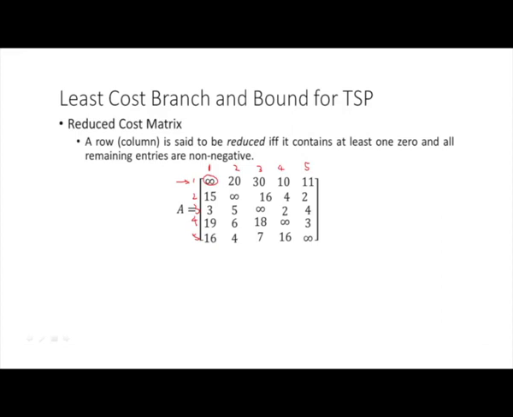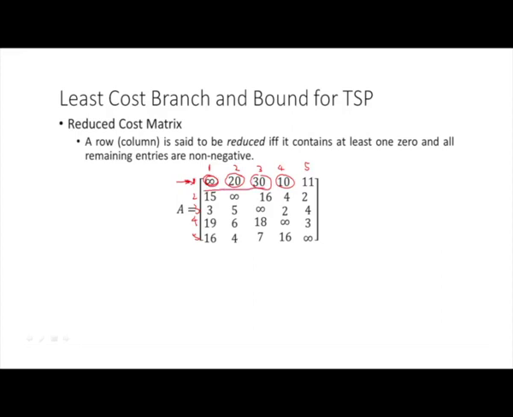Column 1 represents vertex 1, and row 1 also represents vertex 1. So this cell here, A of 1 comma 1, represents the cost of going from row number to column number. So row number is 1, column number is 1. Similarly, this value here represents the cost of going from row number 1 to column number 2, or vertex 1 to vertex 2. Similarly, this 30 represents the cost of going from vertex 1 to vertex 3. This 10 here represents the cost of going from vertex 1 to vertex 4. Similarly, vertex 1 to vertex 5.